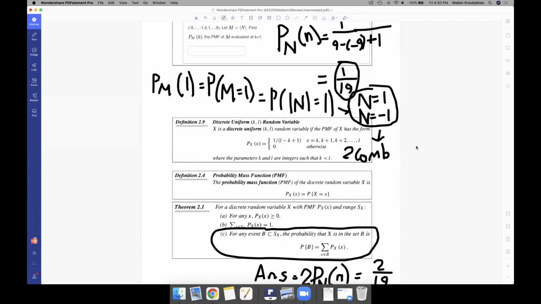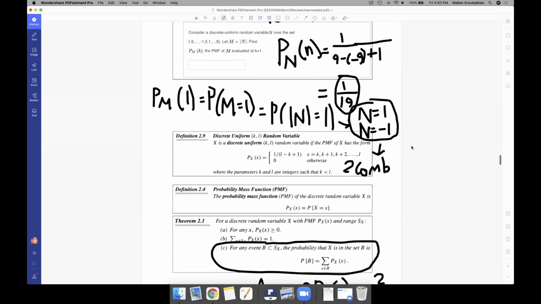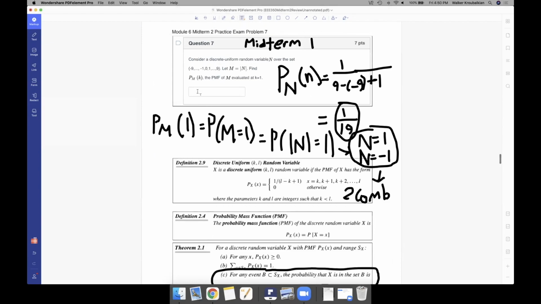And so let me get out my calculator. 2/19 is 0.105. So that's our answer.